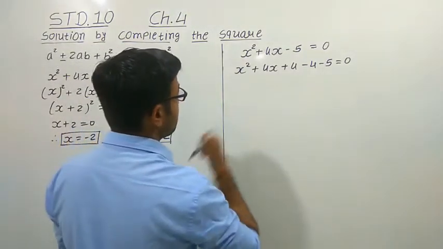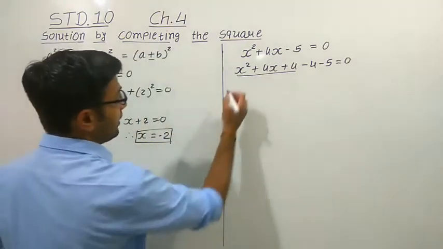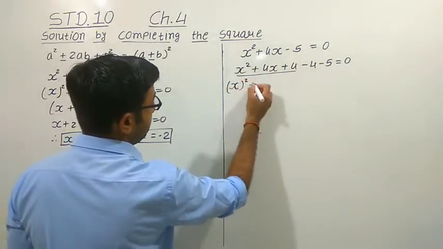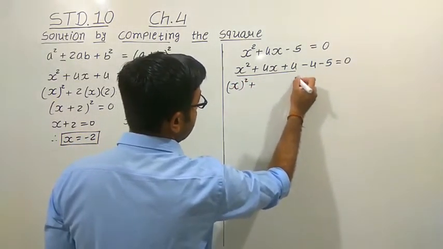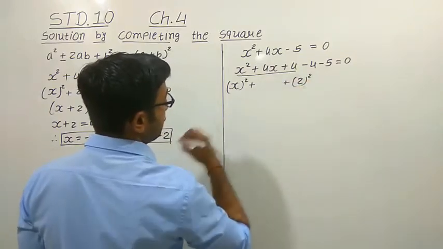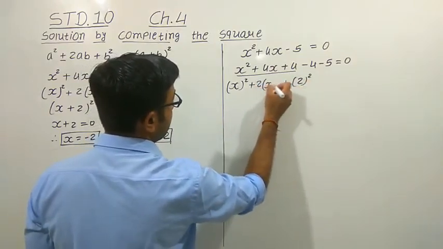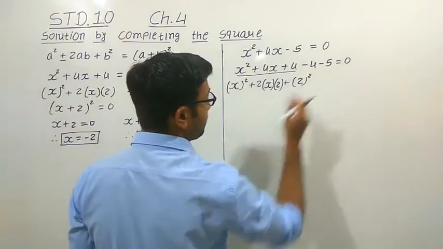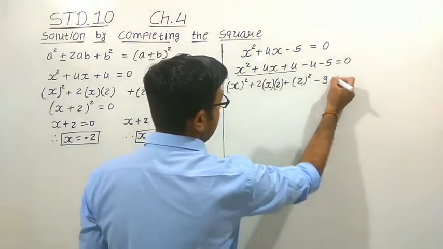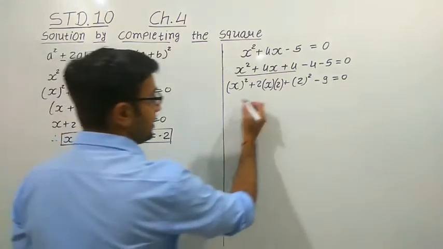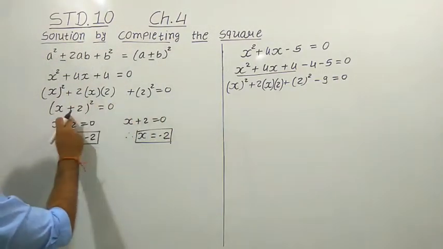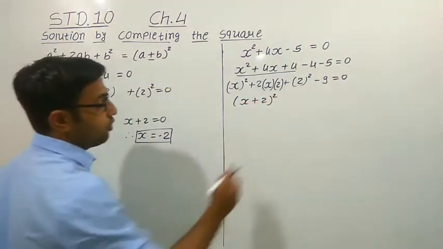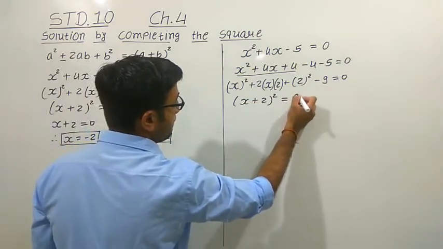Now these three terms we can write as x square, that is the square of the first term, plus 4, and that is the square of 2. And now the middle term we can write as 2 into the first term, that is x, and the second term, that is 2. Okay, now what about the rest? Minus 4 and minus 5, that is equal to minus 9, equal to 0. Now these three terms we can write as (x plus 2) whole square. What about 9? Take this 9 to the right hand side, we get plus 9.